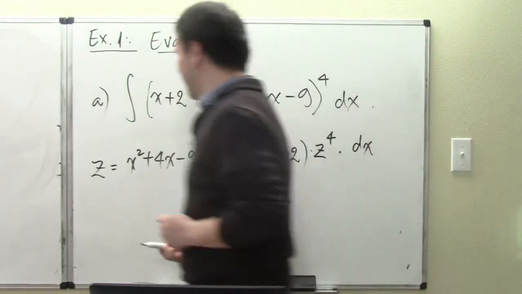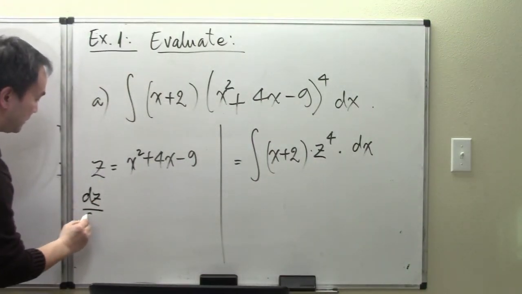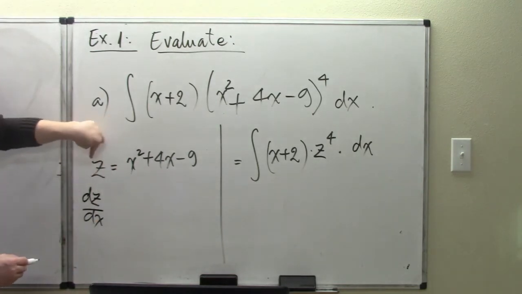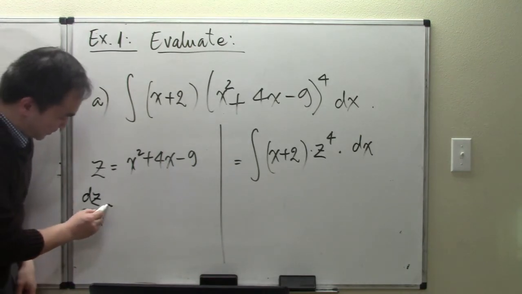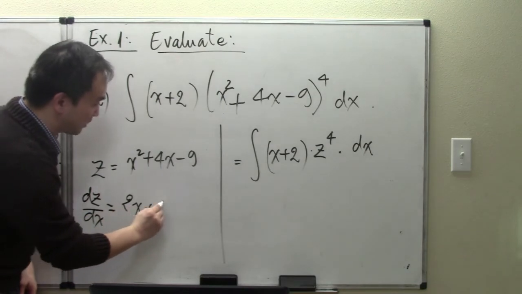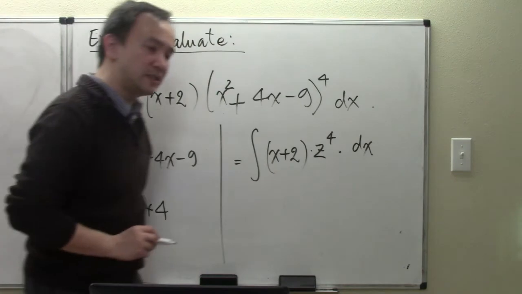So from here I'm doing dz dx. This is the derivative of treating z as a function, the derivative of z in terms of x. All right, so now that is going to be 2x plus 4. Okay, that's my derivative dz dx.